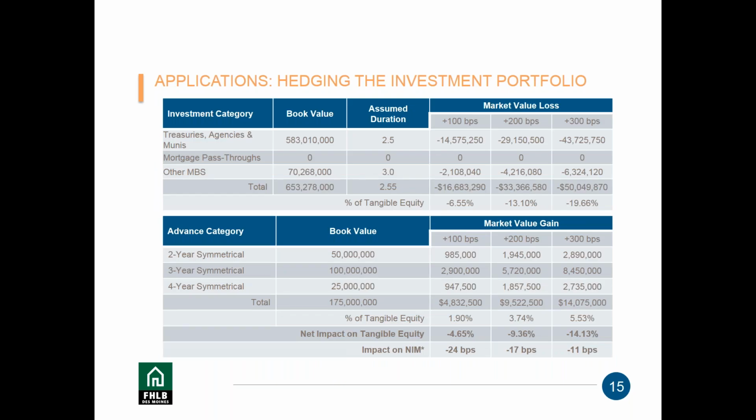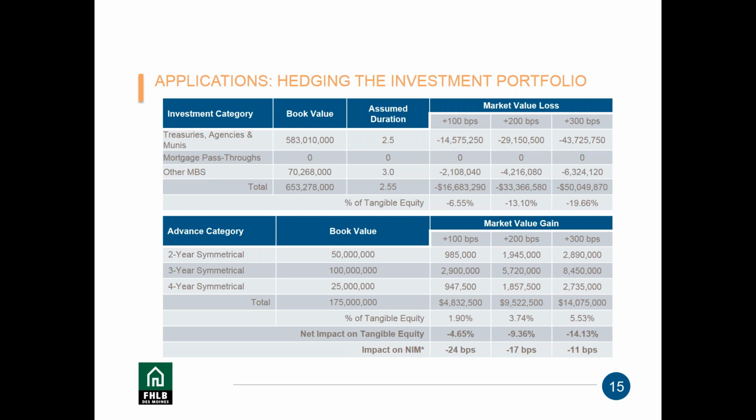So let's run through a case study here. Let's consider a sample portfolio of 583 units of treasuries, agencies, and munis, and we'll sprinkle in maybe another 70 or so units of mortgage-backed securities. The portfolio has a pretty conservative, but it's a normal duration these days for our members. It's, let's call it, 2.55 years.